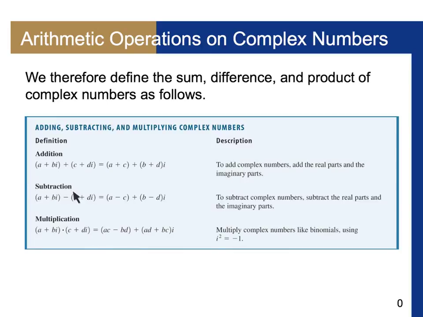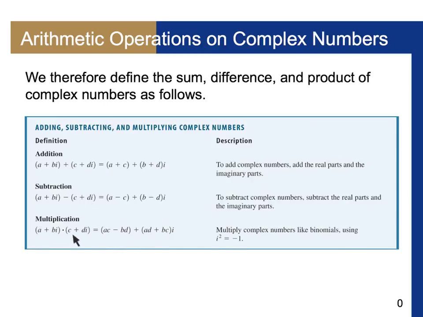Okay, subtraction, just subtract the real parts and subtract the imaginary parts. So a minus c, okay, and then bi minus di or b minus d times i. Okay, make sure when you're subtracting, there's two parts to this part you're subtracting, so you've got to change the sign of the c and of the di. Okay, for subtraction. So be careful with that.